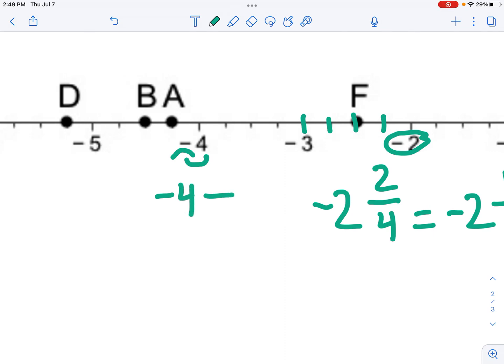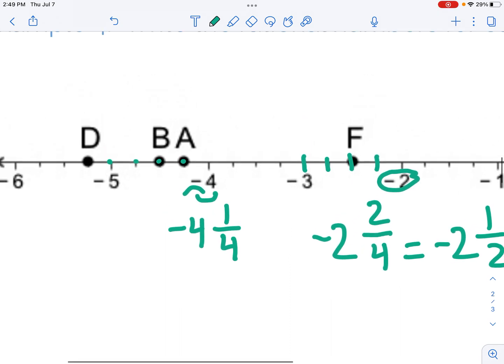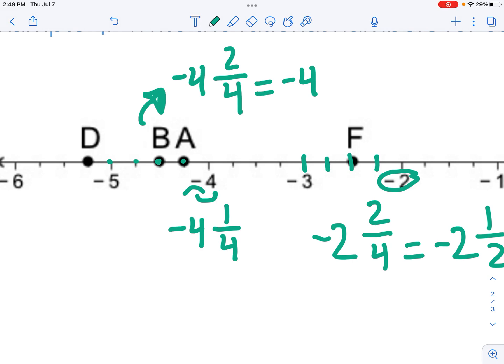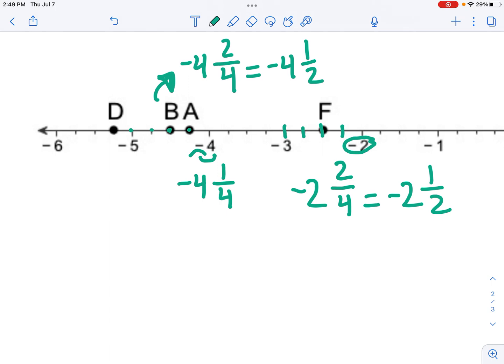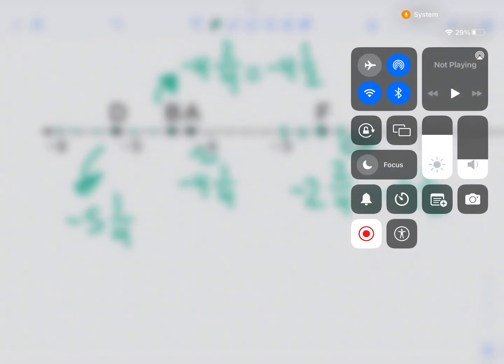A is coming after -4, so I have -4. It's on the first tick mark out of 1, 2, 3, 4. So -4 and 1/4. B is also after -4. We know it's out of 4, and we know it's on 1, 2. The second tick mark, which we also know is -4 and 1/2. D, our last one, it's coming after -5. It is on the first tick mark out of 1, 2, 3, 4. So -5 and 1/4.